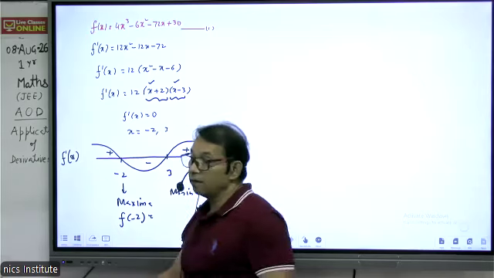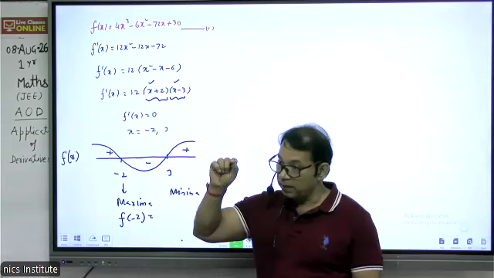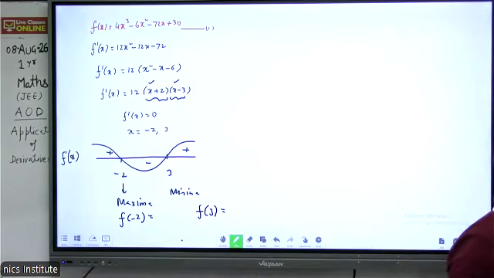Before -2, the graph is going up, but -2 would be the peak. -2 is the point of local maxima.